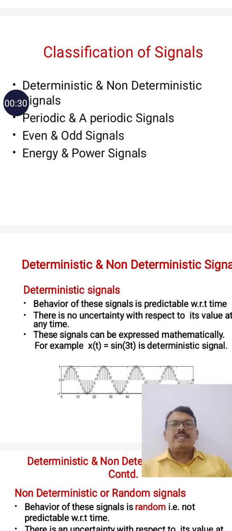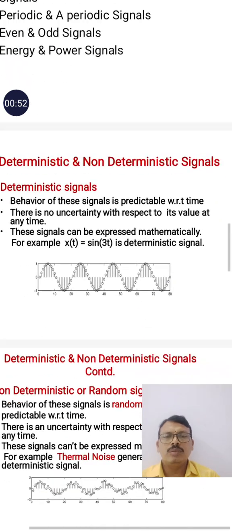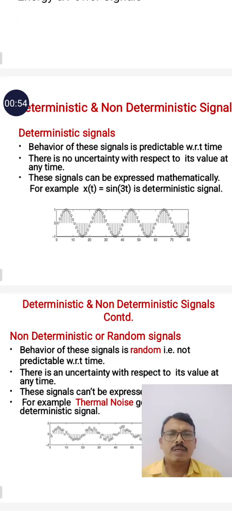The first is deterministic and non-deterministic signals. These non-deterministic signals are also called random signals. Then the second type is periodic and non-periodic signals. The third one is even and odd signals. The fourth one is energy and power signals. First, we are going to see deterministic and non-deterministic signals.